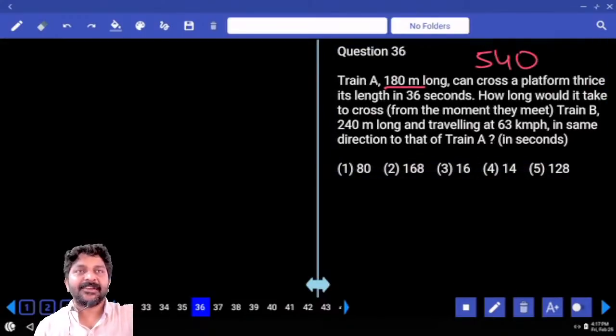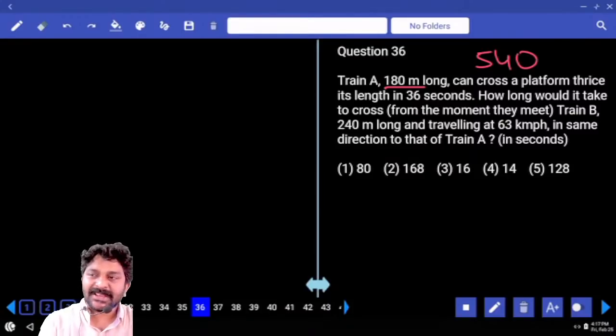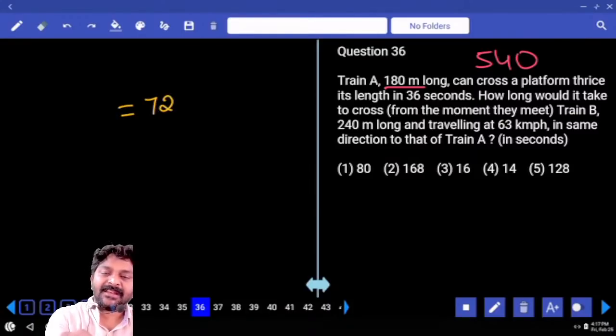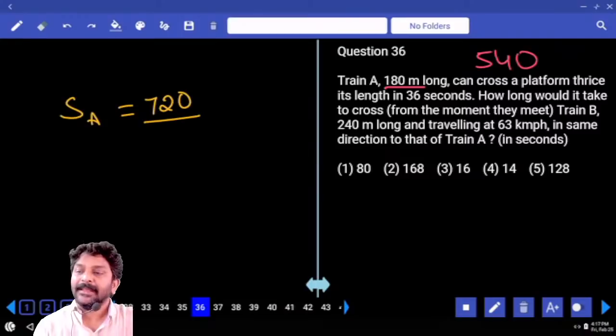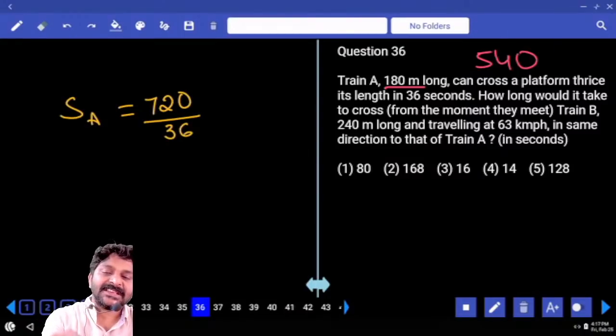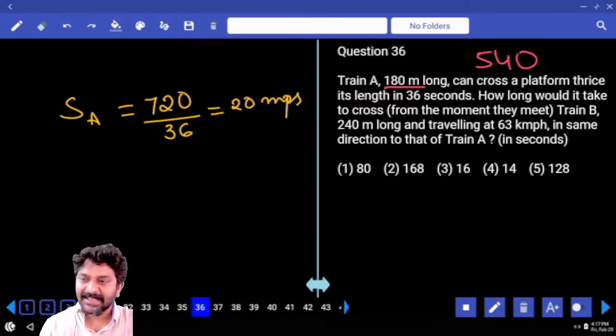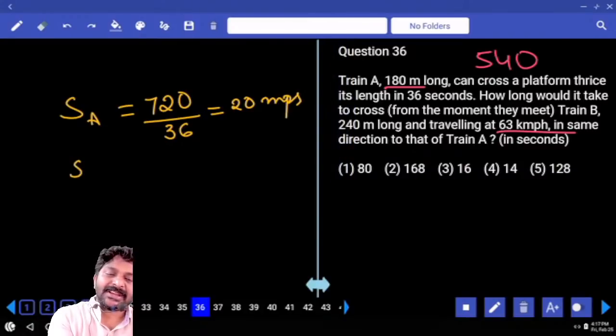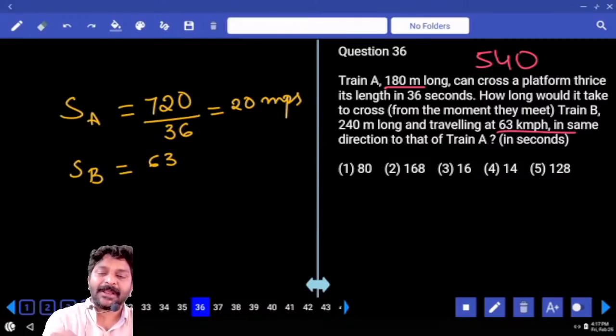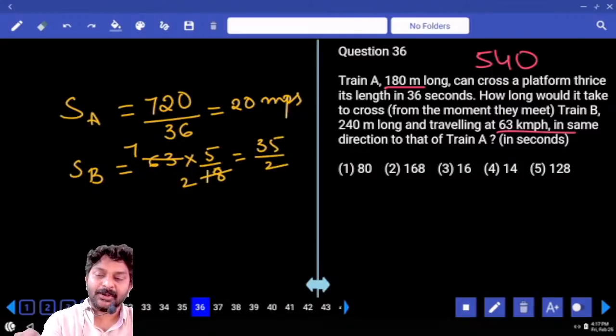If a train crosses another object, the distance covered is train length 1 plus length 2, which is equal to 720. So speed of train A is equal to distance by time, which is 720 by 36, equal to 20 meters per second. Speed of train B is mentioned as 63 kilometers per hour. We should convert it to meters per second. 5 by 18 times 63, which I'll write as 35 by 2 meters per second.